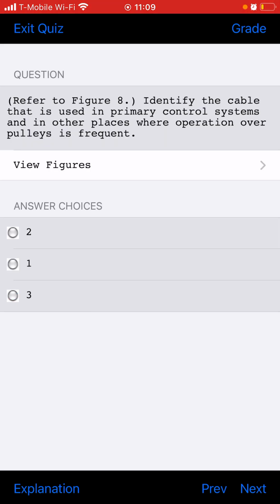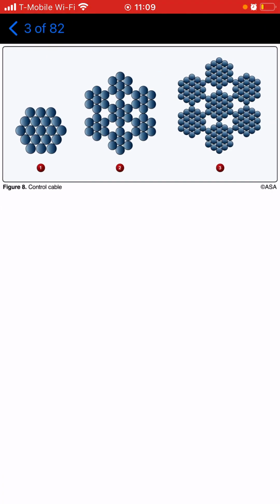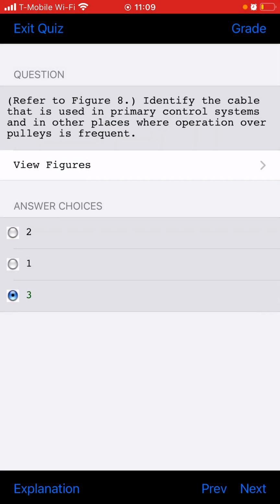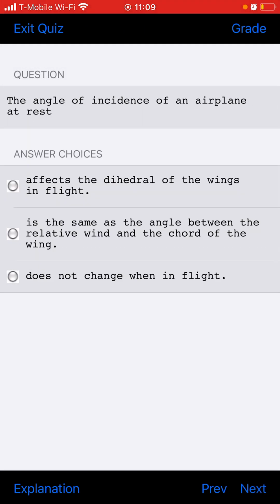Identify the cable that is used in primary control systems and other places where operation over pulleys is frequent. Number 3. The angle of incidence of an airplane at rest does not change when in flight.